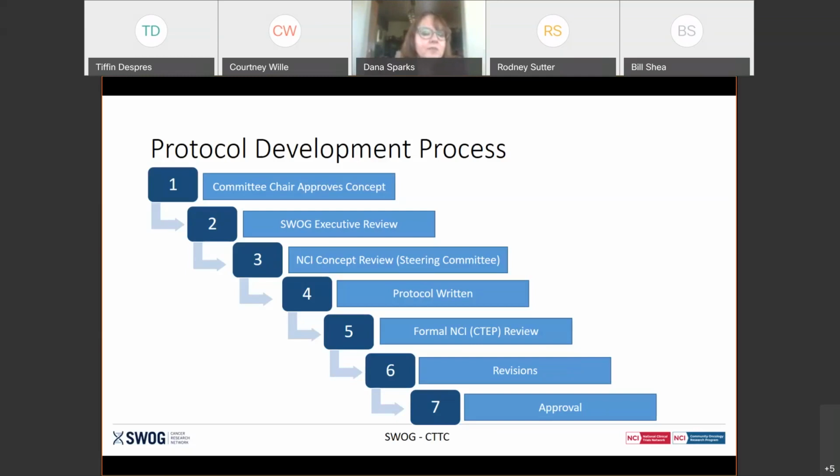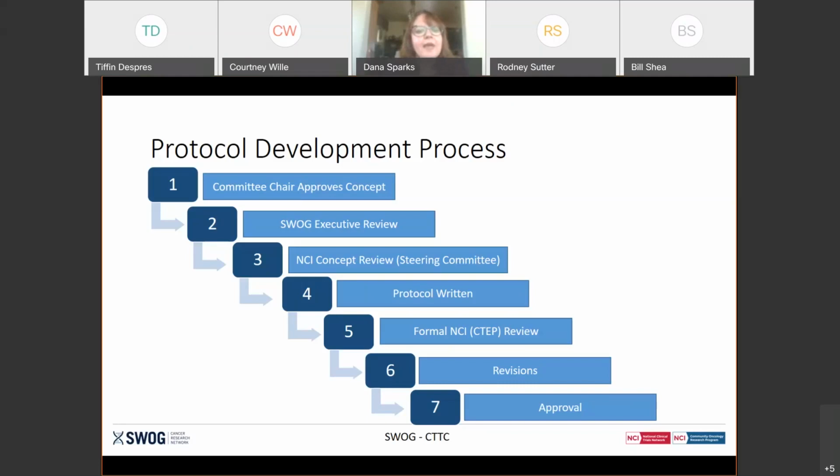Any investigator within SWOG can propose an idea for a new concept, and if the committee chair approves that, then that concept can move forward for SWOG executive review. And SWOG executive review really looks at these new ideas to decide whether this particular research is appropriate to be done within SWOG. Do we have the resources to do it? Does it fit within our priorities? And is it something that our institutions and our investigators are accustomed to studying?